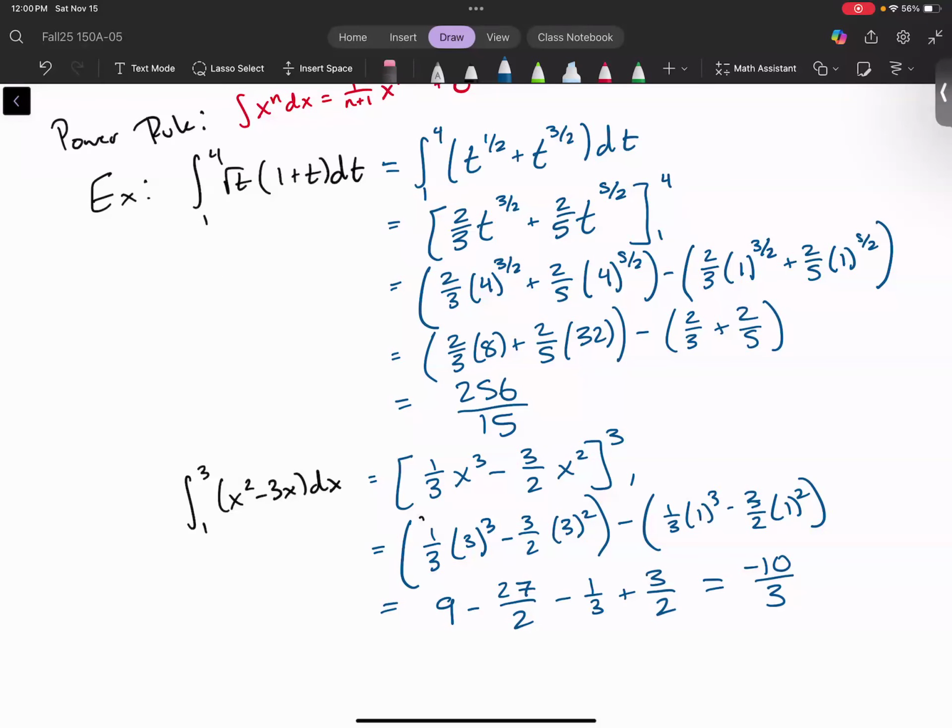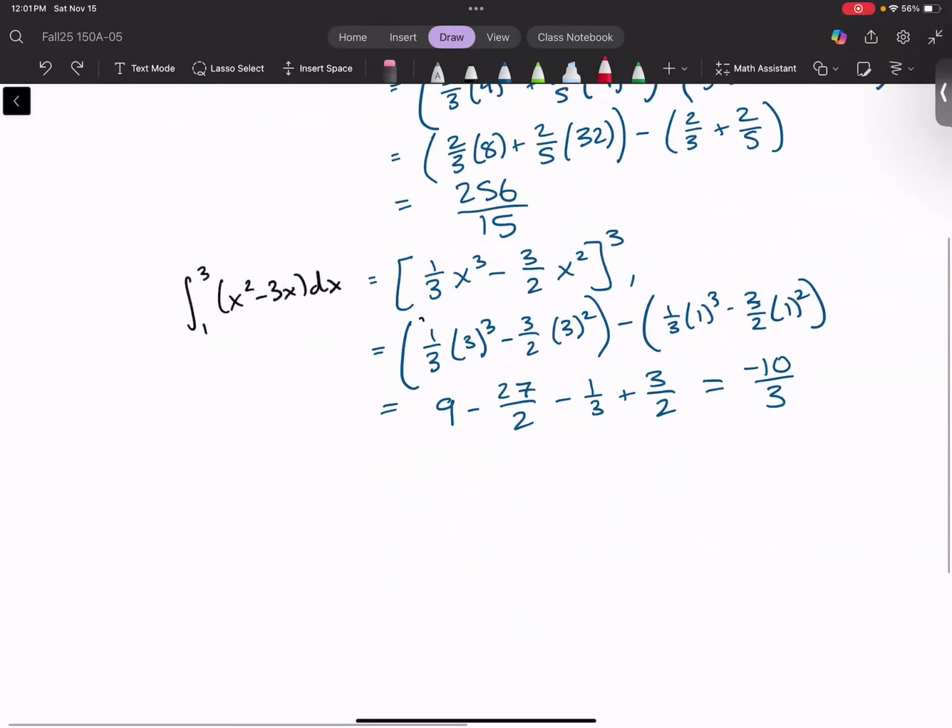Right, here are the solutions. So 256 over 15 and negative 10 thirds. So let's just walk through it very quickly. You can pause here and check your answers if you want. So I distributed the root t, but I also wrote it as rational exponents. That way we can use the power rule, right? So I did the power rule, got the antiderivative. Make sure you add one to the exponent, then reciprocate the exponents, okay? Then I plugged in the upper bound and the lower bound, right? Upper bound minus lower bound. Okay, and then just algebra from there. Same exact thing for this guy here.